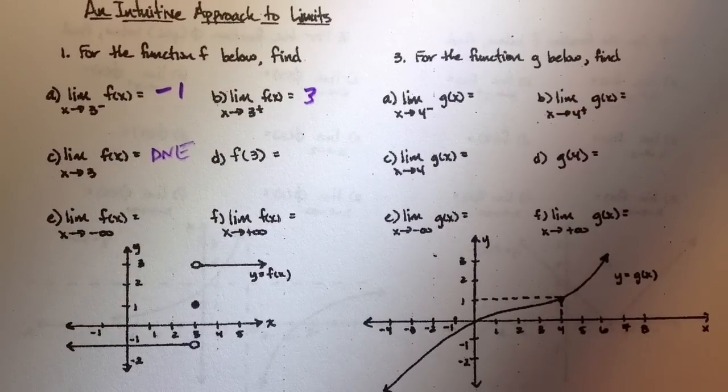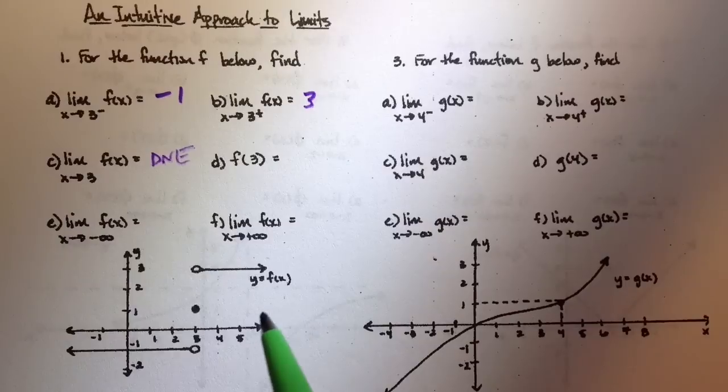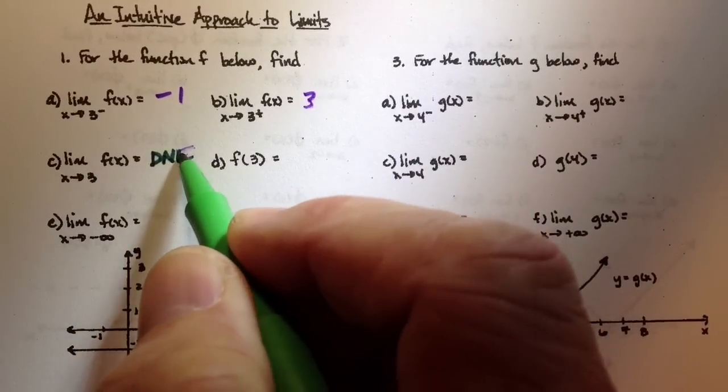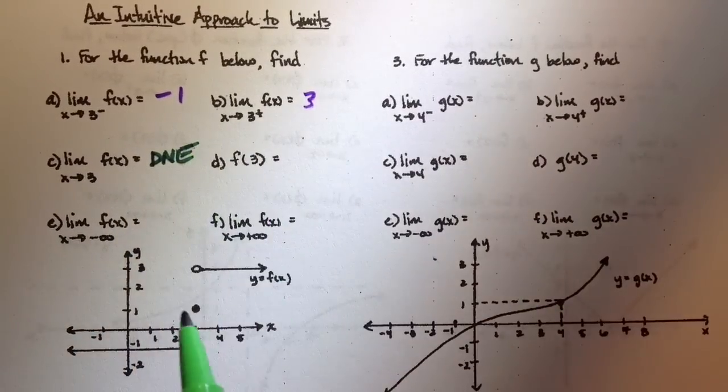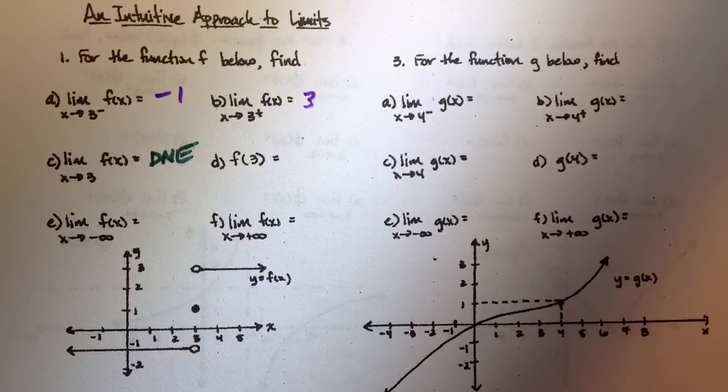In this video I'm going to be walking you through the solutions to the packet. As you can see, the first three are done here. I started doing number 3 and I noticed that my marker ran out. So anyway, you can see -1, 3, and D and E would be the first three limits.